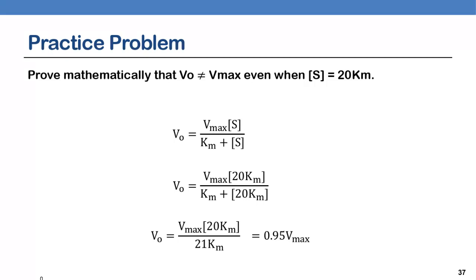How do you get 21? Because in the denominator we have Km plus 20 Km, so you have the same units, so we can add that together. So we're going to get 20 Km over 21 Km. The Km's are going to cancel. And then our 20 divided by 21 is going to give us our 0.95.